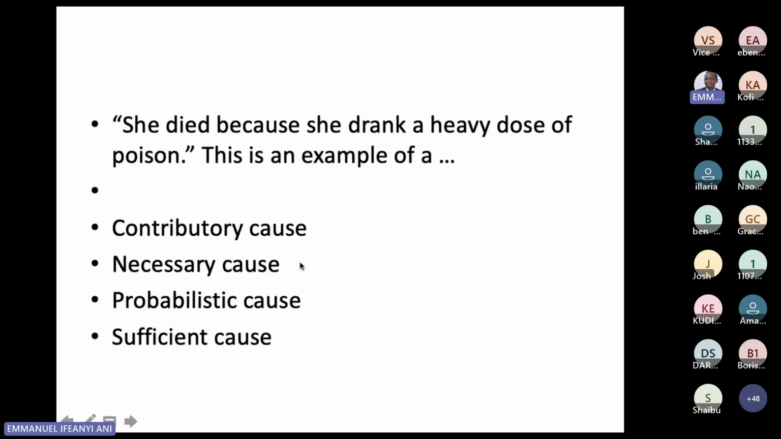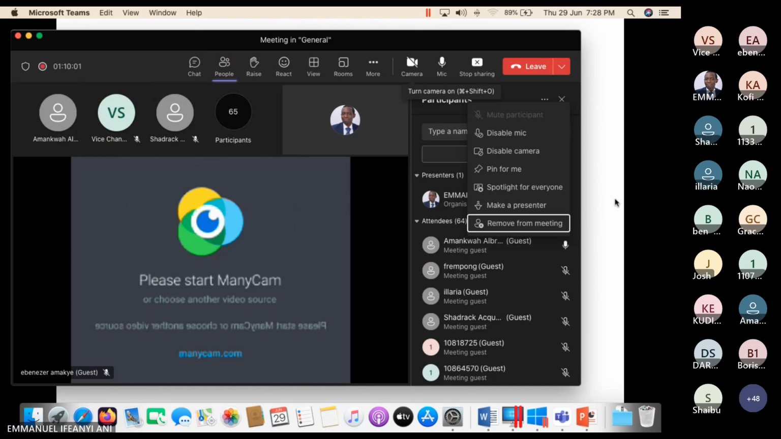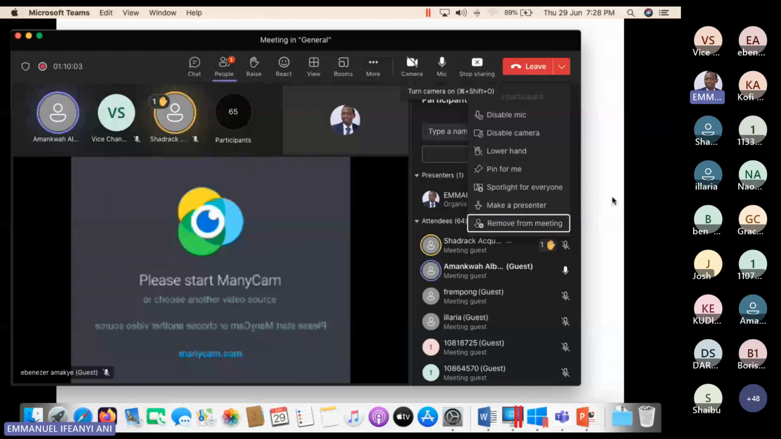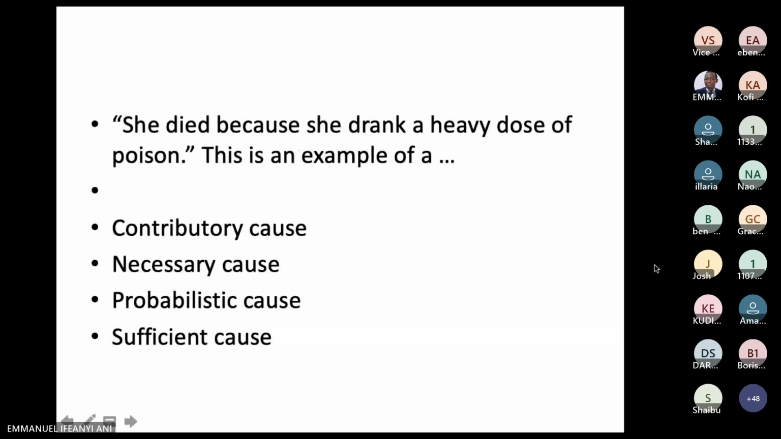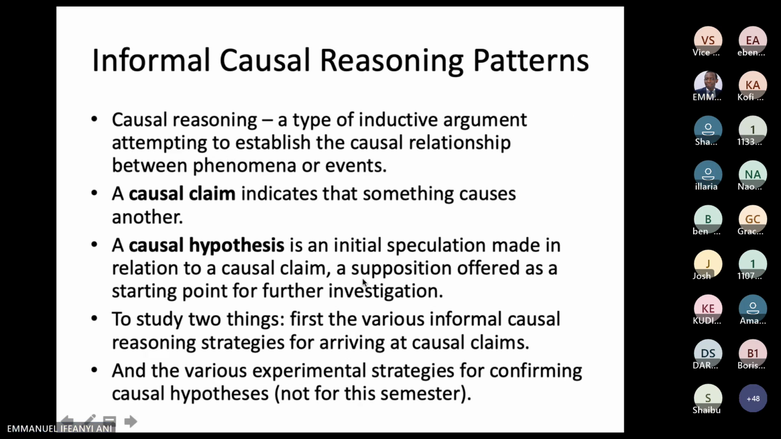She died because she drank a heavy dose of poison. So please answer that quickly. Shadrach. Sufficient cause. Yeah, so that's correct. Sufficient cause. Now we are done with the senses of the word cause.